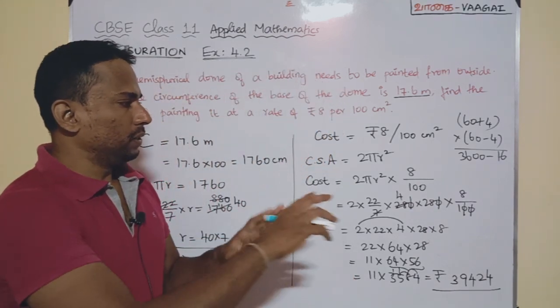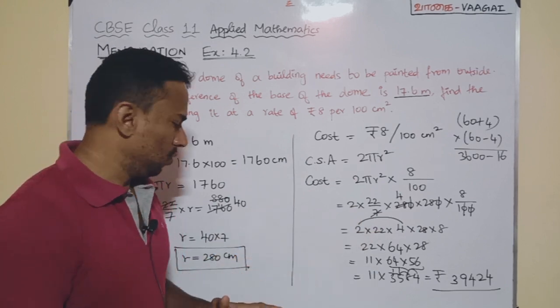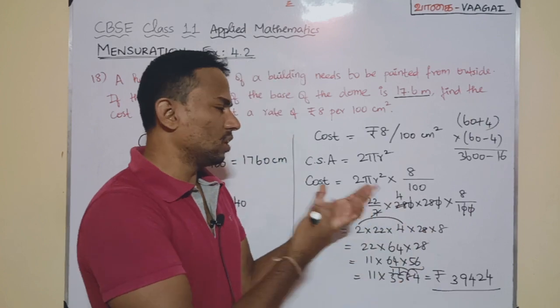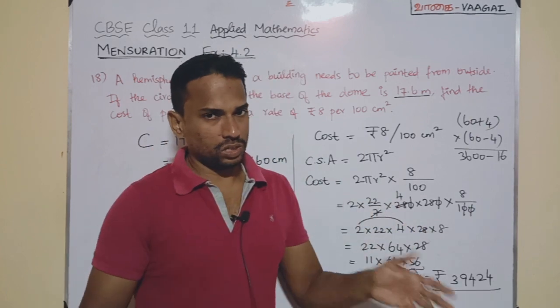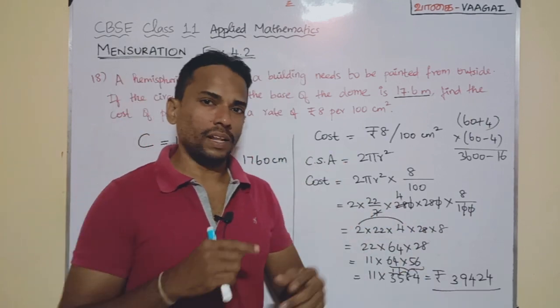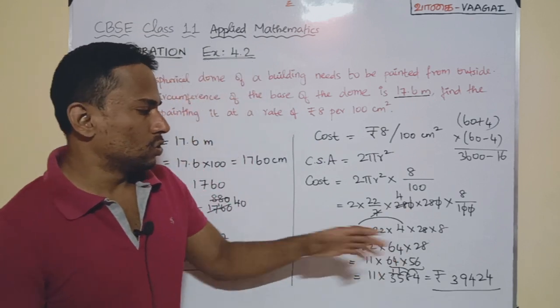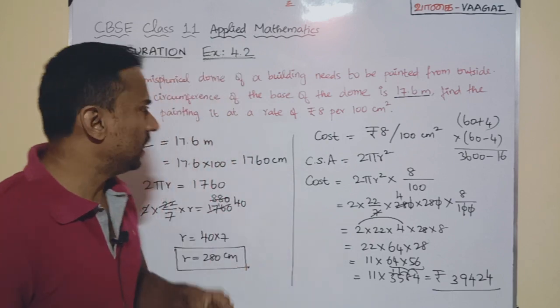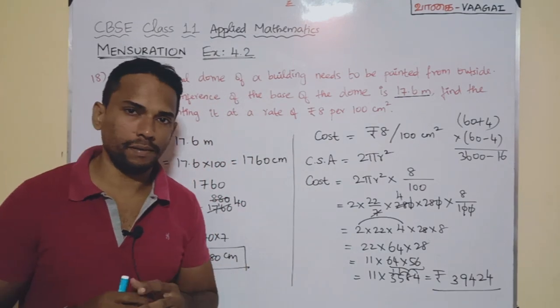So I hope the way we are getting the answer is clear to you. First we solve for the radius, and then from there we find the curved surface area of the outer surface of this hemisphere, and then from there we find the cost. So rupees 39,424 is going to be the answer for your question number 18.